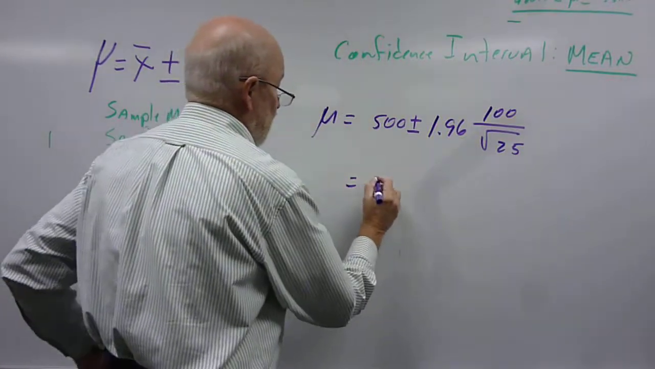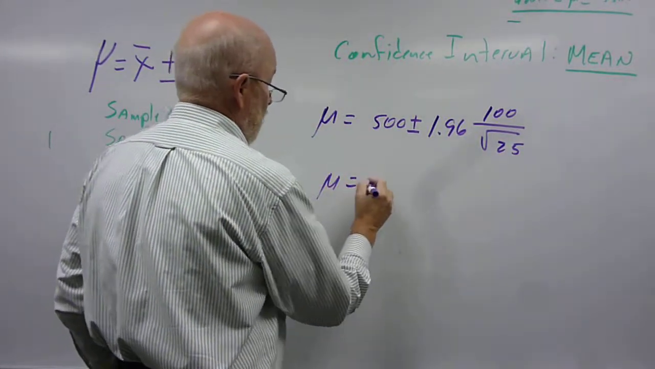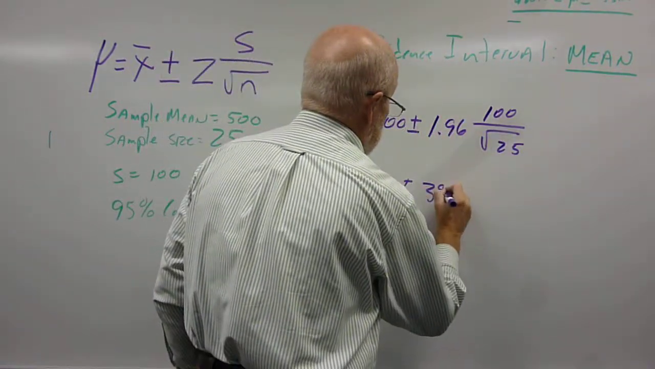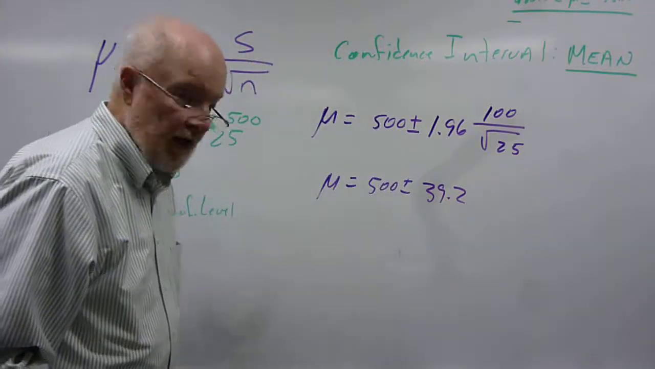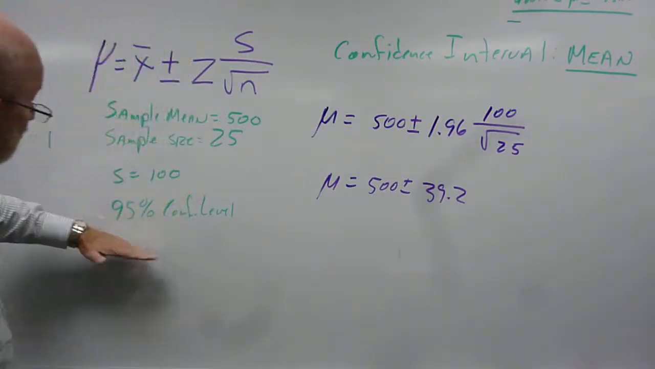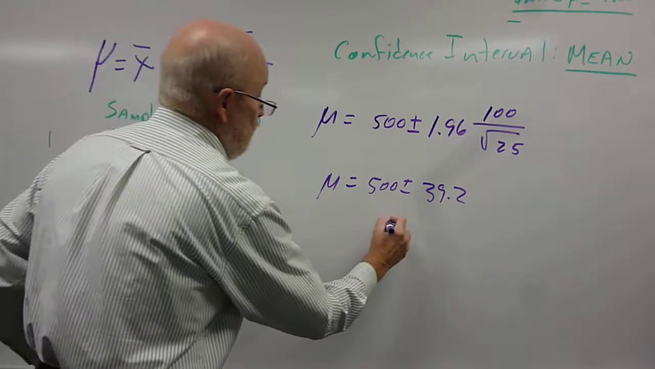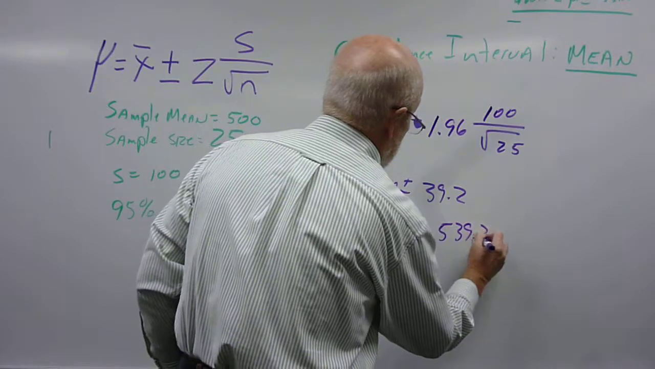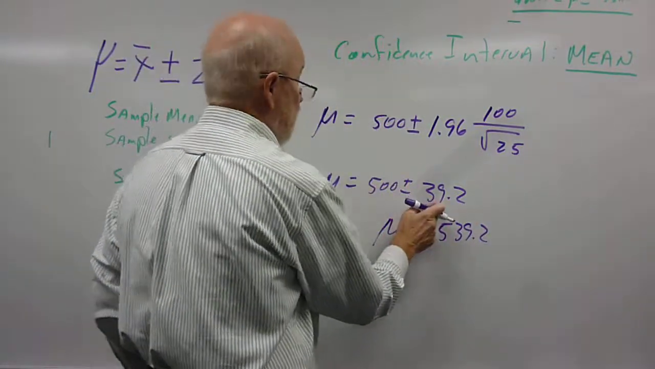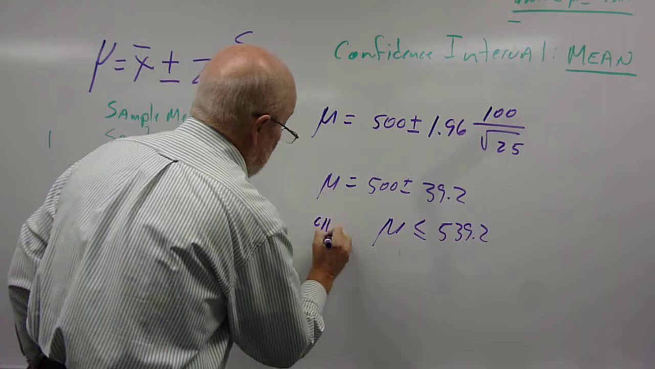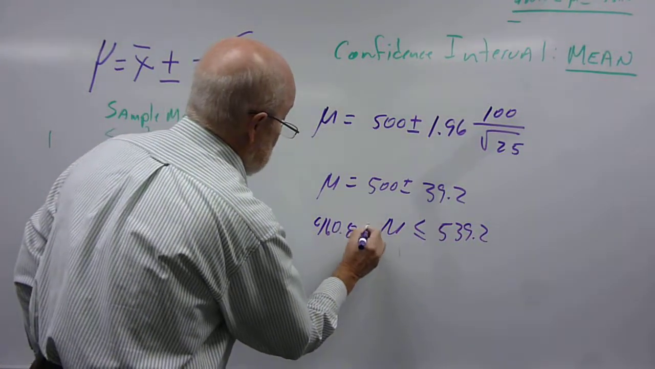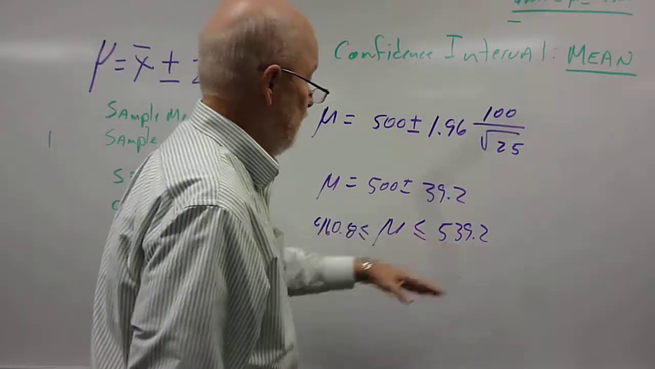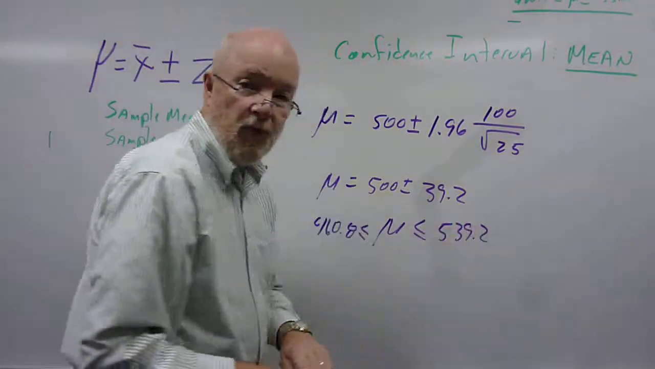When we do the calculation, we find out that mu is somewhere between 500 plus or minus, we do the math here, and we end up with 39.2. So we can say that we are 95% sure, based on this data, that mu is somewhere between 539.2, which is 500 plus 39.2, and 460.8. So mu is greater than or equal to 460.8, and it's less than or equal to 539.2. That gives us the broad range.